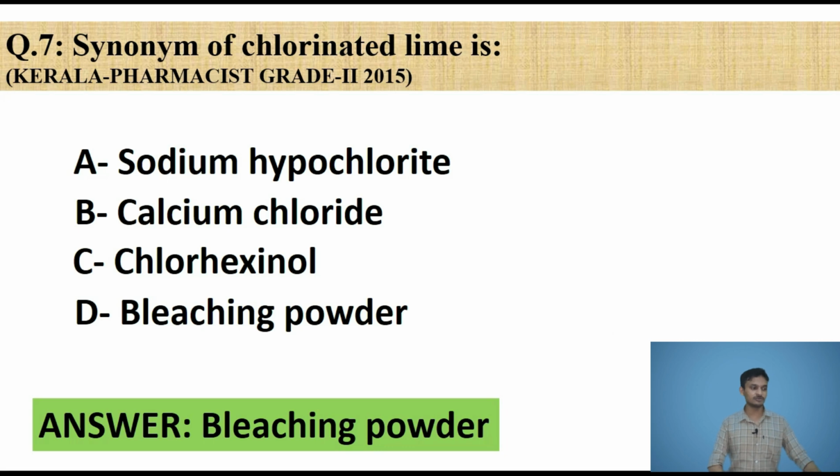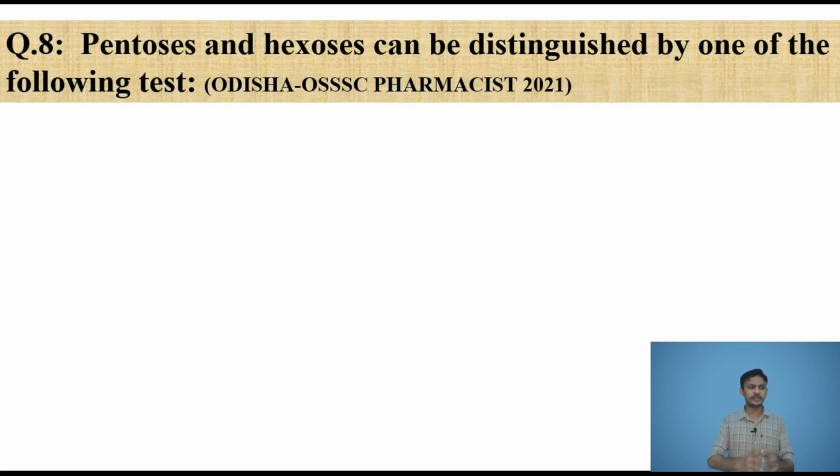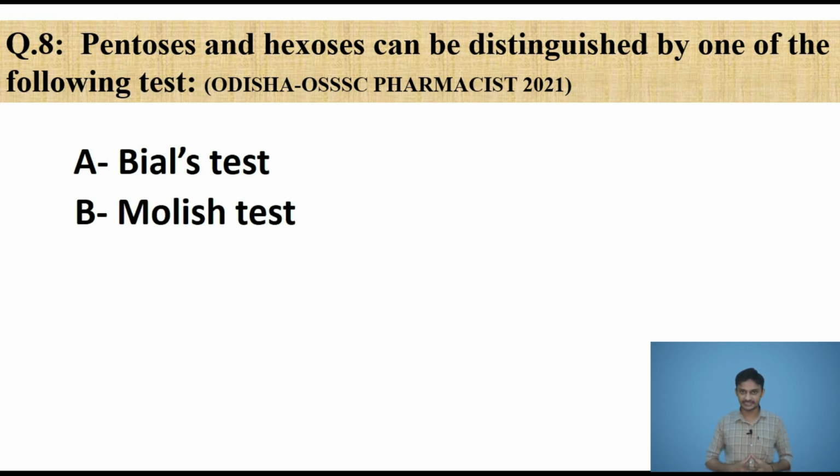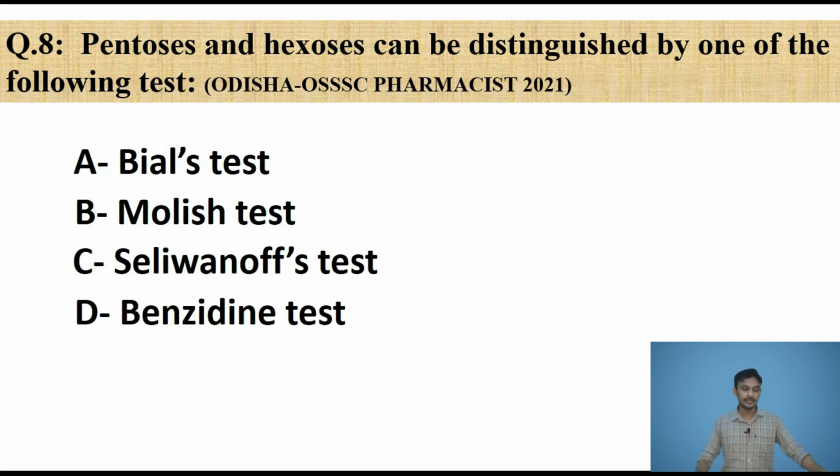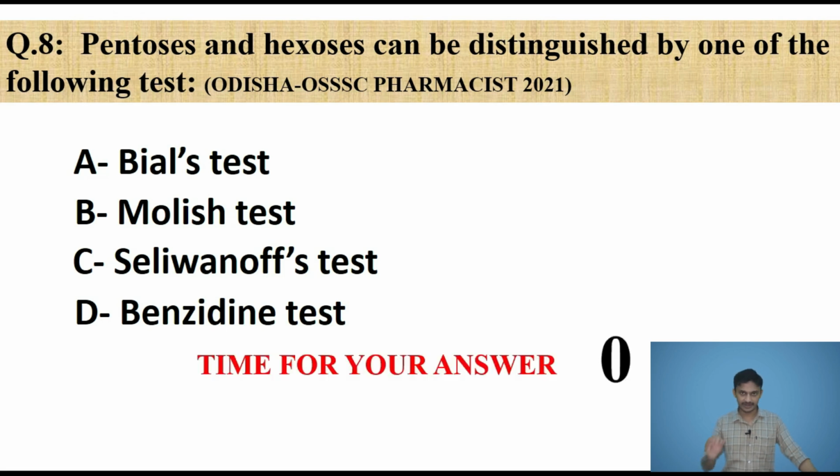Now we are moving to the next question, question number 8. Pentoses and hexoses can be distinguished by one of the following tests. Options are A, Bial's test, B, Molisch test, C, Seliwanoff's test, D, Benzidine test. You can write your answer. Each correct answer carries 1 mark. Once the exam is over, you have to comment your total marks.